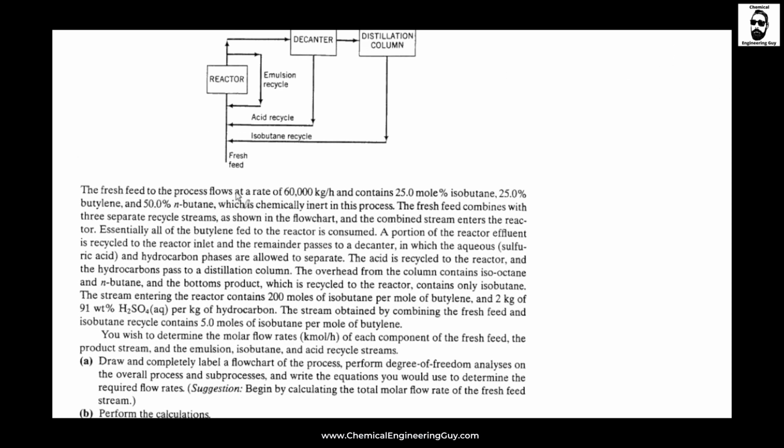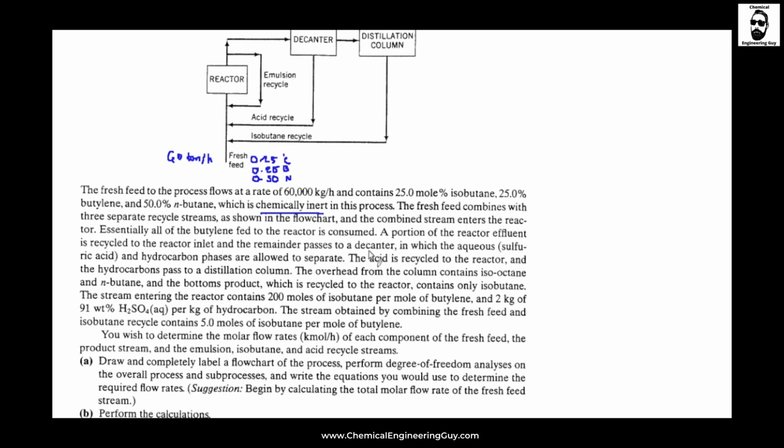The fresh feed to the process has a flow rate of about 60 tons per hour, and contains 25% isobutane, 25% butylene, and 5% N-butane. This N-butane is chemically inert, so it's very important to remember that. The fresh feed combines with the 3 separated recycles, which are the ones I told you: emulsion, acid, and isobutane recycles.